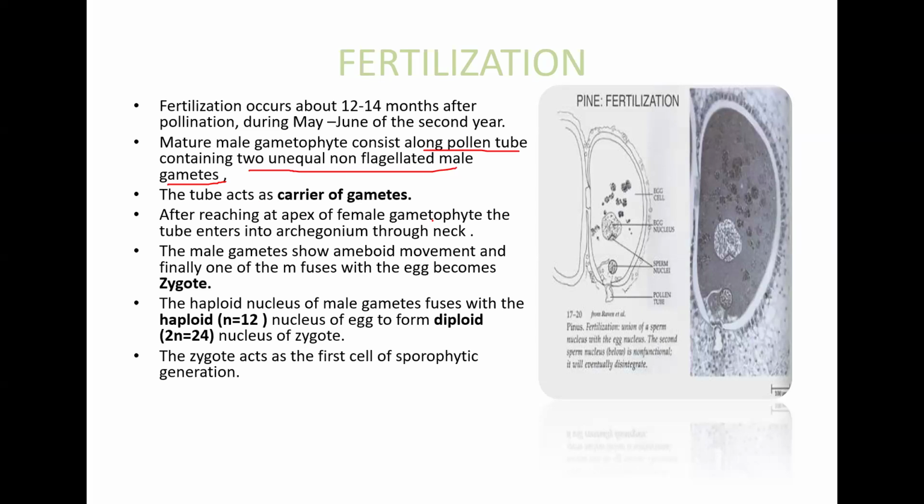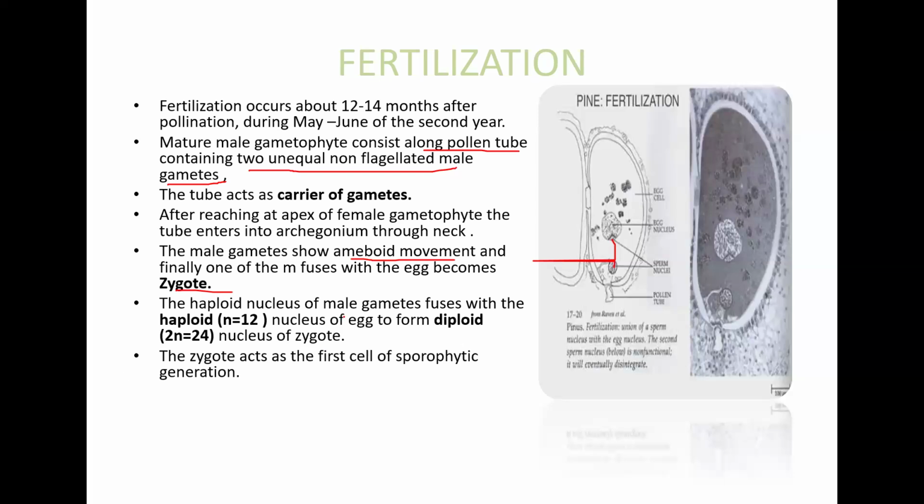Now, after reaching the apex of the female gametophyte, the tube enters. You can see here, this is the pollen tube which is developed. I'm showing you the diagram. Where is the egg nucleus? It is inside the ovule. The male gametophyte develops the pollen tube, and through this pollen tube the male gamete enters the ovule. As these male gametes are non-motile, they show an amoeboid movement. They slide and glide round and round, reach the female egg nucleus, that is the female gamete, fertilize the egg and develop into the zygote.